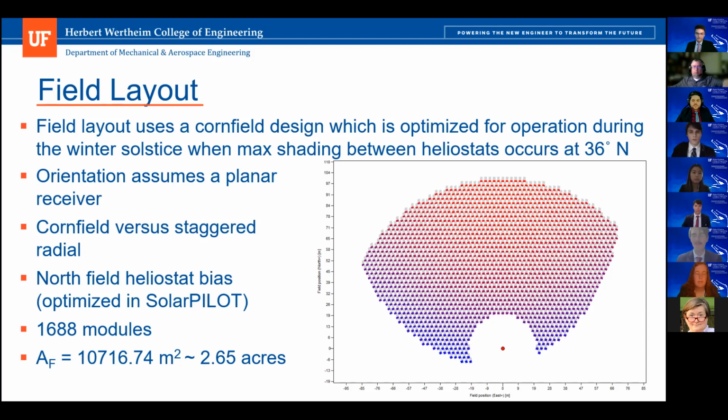The cornfield layout was chosen over a staggered radial pattern because it allows for minimized shading between modules and maximized efficiency for heliostats that are near the receiver. The reason why they aren't closer to the receiver is because, again, the closer they are, the less efficient. So 20 meters was kind of a sweet spot for us. So next, I will cover the base subsystem.